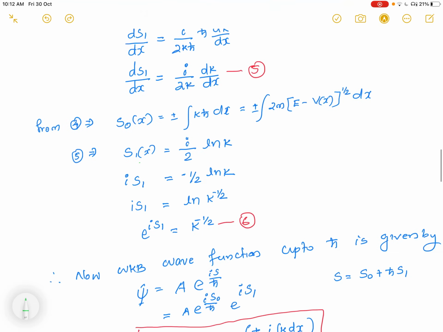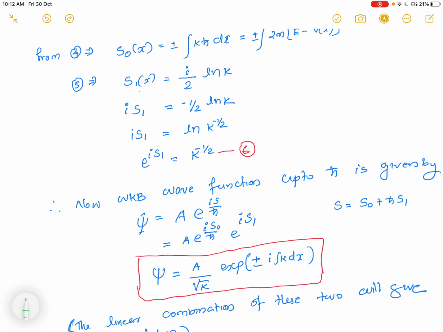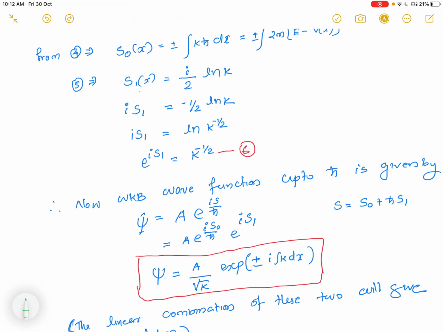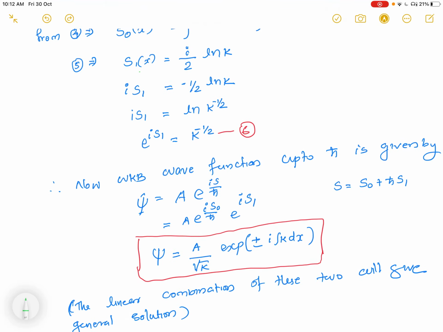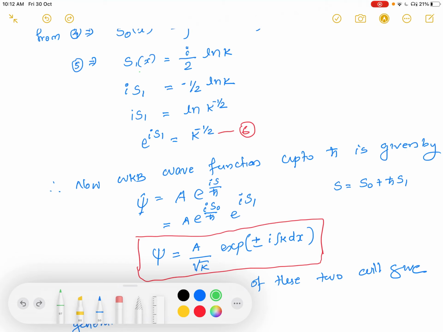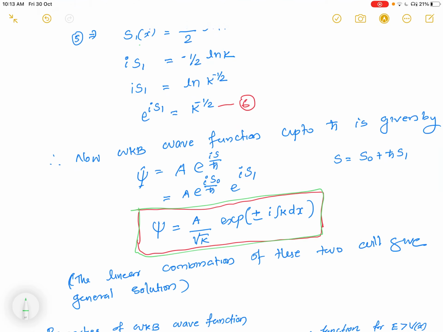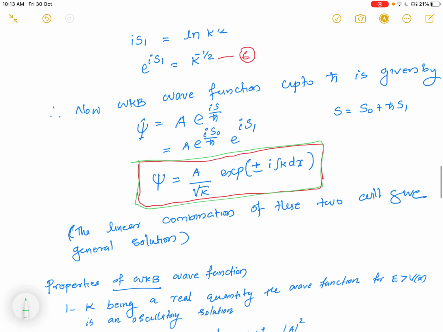Now we have already written the WKB wave function up to h cut as a into e power i s by h cut, where s is equal to s0 plus h cut into s1, using that approximation. Okay, substitute this one: a e raised to i s0 by h cut into e raised to i s1. H cut will cancel in the second term, and for s0 by h cut I got an answer exponential plus or minus i integral of k dx. E raised to i s1 is equal to 1 by root k. So 1 by root k will come in. So this is the answer for the WKB wave function. So there are two wave functions, plus or minus. The linear combination of these two will give the general solution.